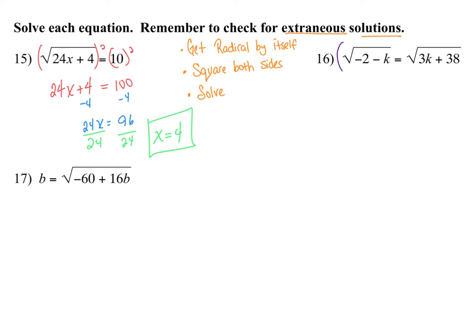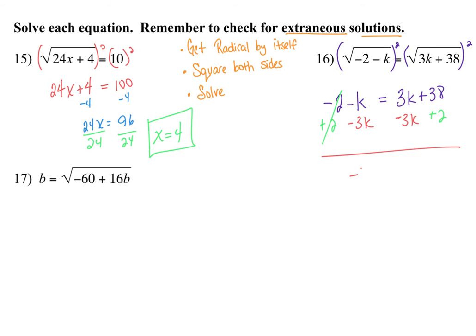For something like 16, those are actually even easier because all that happens here is the two radicals get canceled. So we have what's inside over on the left. We have what's inside over on the right. And again, we are just solving. Variables on one side, numbers on the other. And then for something like 16, the setup is going to be exactly the same.